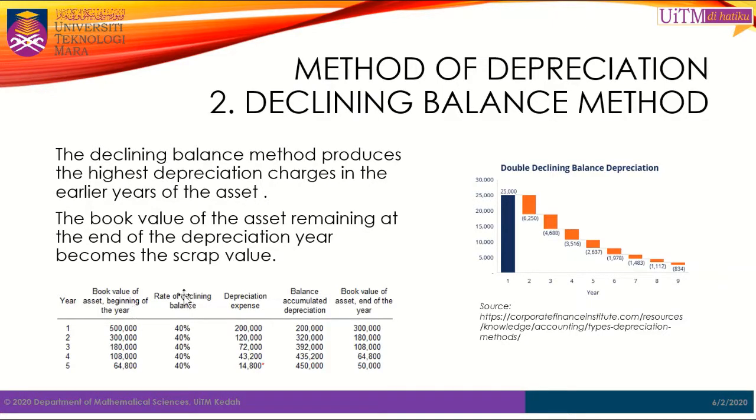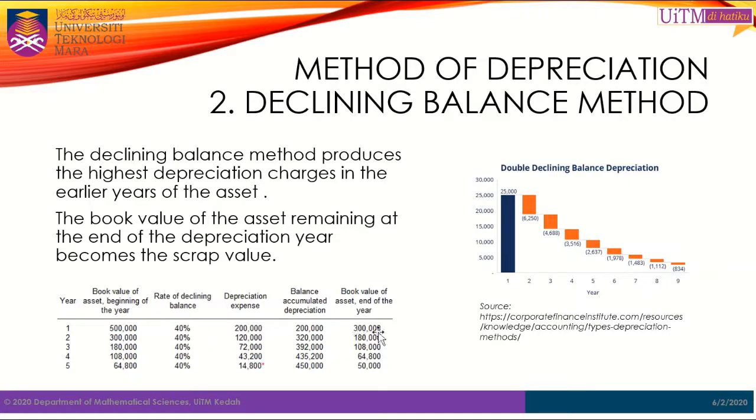So if you look through in this case, when you have the method of declining balance, the depreciation will be based on the current book value. For example, in this case, let's say the rate of declining balance is 40%. The beginning of the year it started with 500,000. So 40% of 500,000 is 200,000. This is the depreciation for year one. At the end of year one, you have the book value to be 300,000. This is the balance, the market value of the asset.